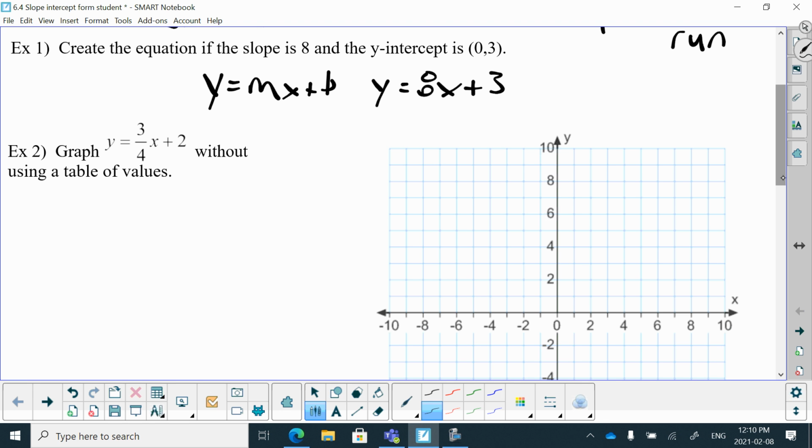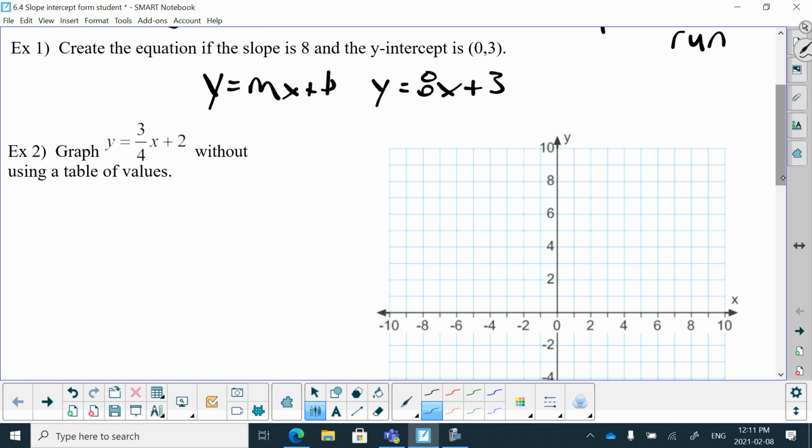All right. So now let's use this information to graph y is equal to 3 over 4x plus 2. No table of values. No p-chart, nothing. None of that. So we can't use that because we know stuff. If we do it, then erase it.